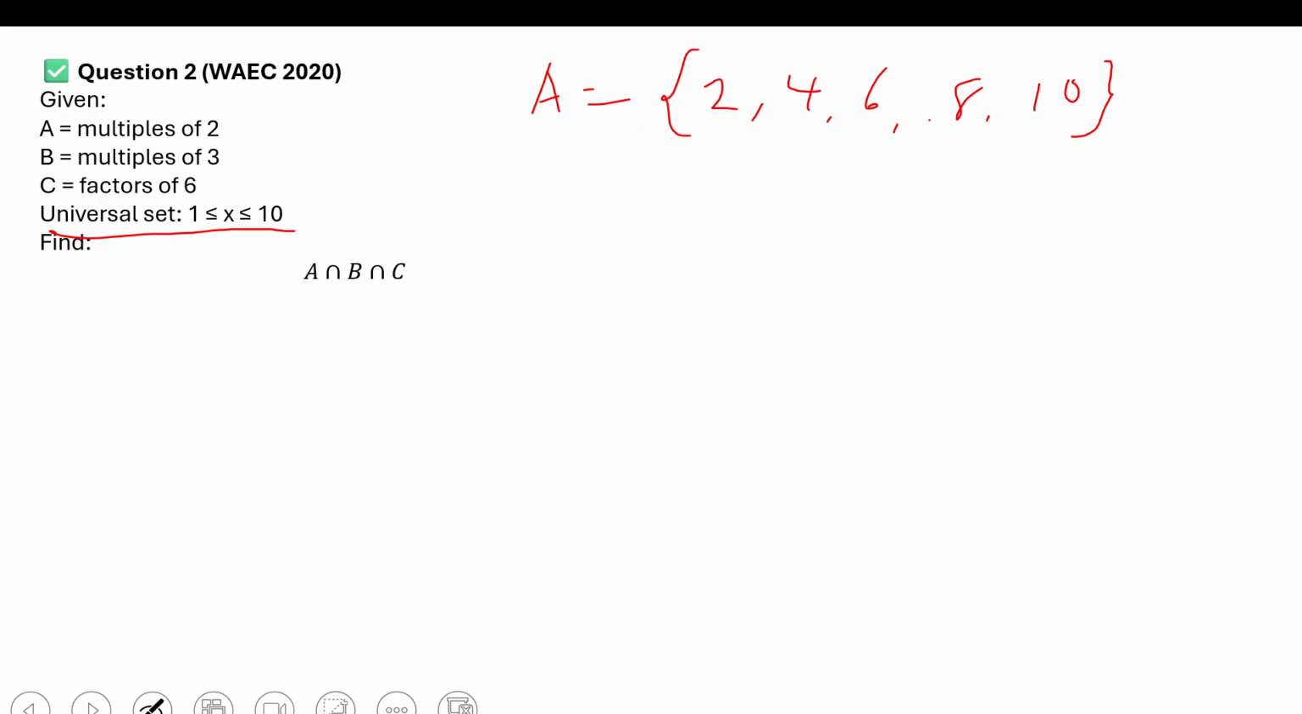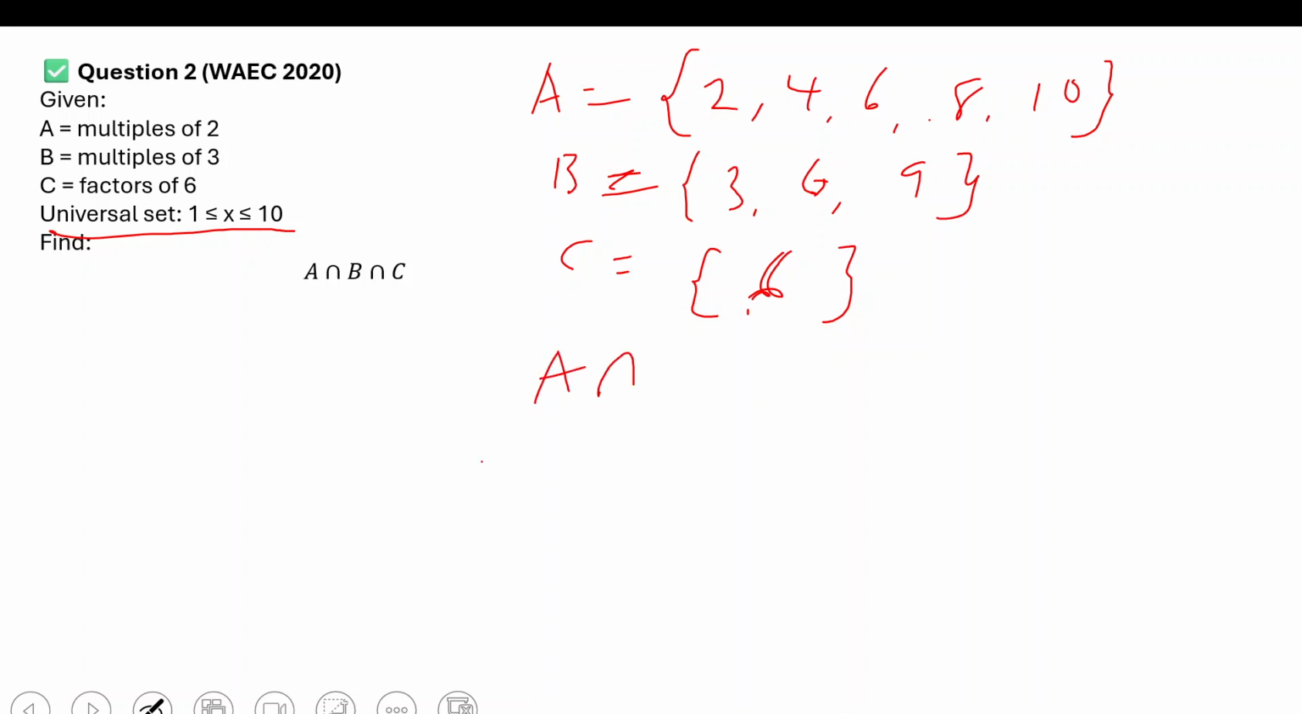Okay, so B is multiples of 3. So it is 3, 6, then 9. Okay, so we stopped at 9 because the universal set goes up to 10. And C, factors of 6. Factors of 6 is 6, right? 6. Okay, so find A intersect B intersect C.